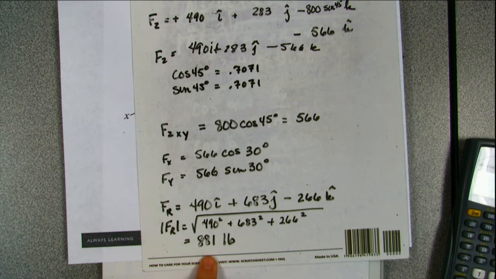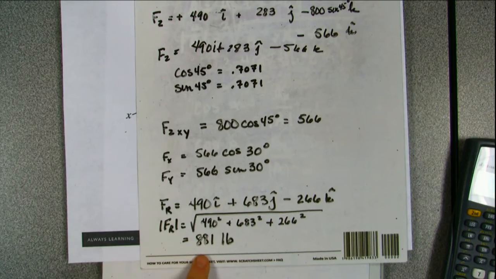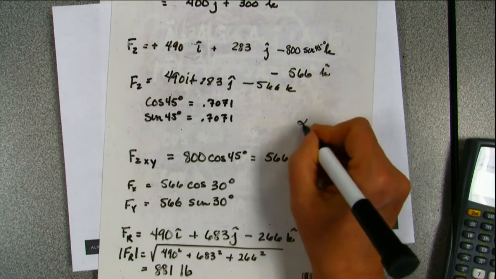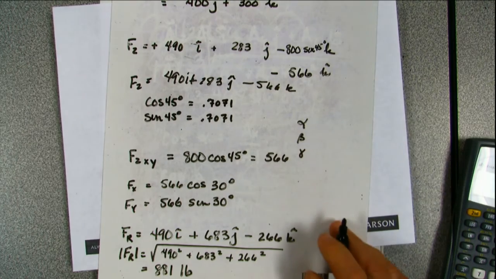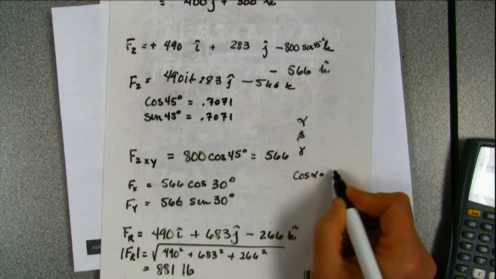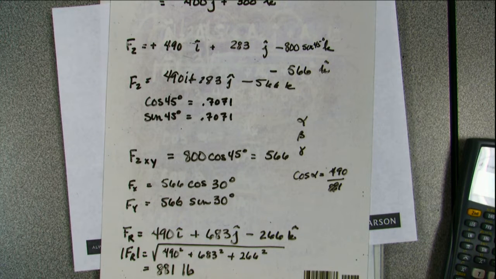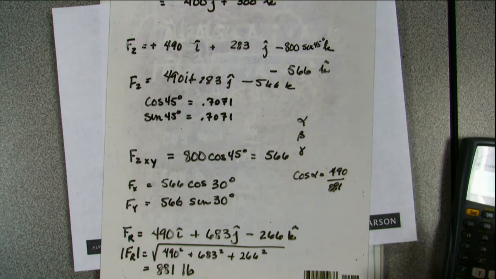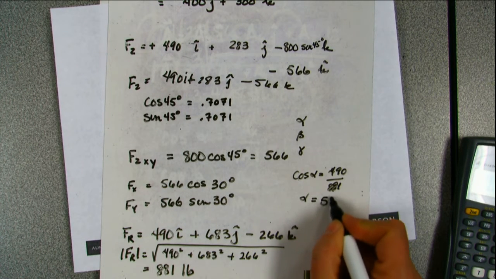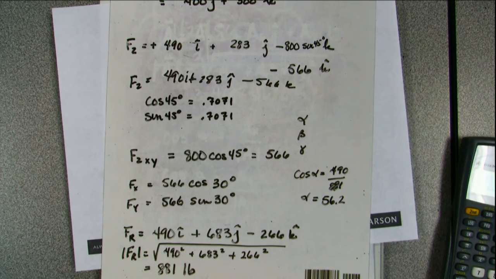That gives me 880, but now the question is angle, okay? Now, I can do cosine, if I want to do the alpha, beta, gamma, right? Cosine of alpha is equal to 490 divided by 881, which means alpha worked out to be 56.2. And then you would do the same thing for beta and gamma.